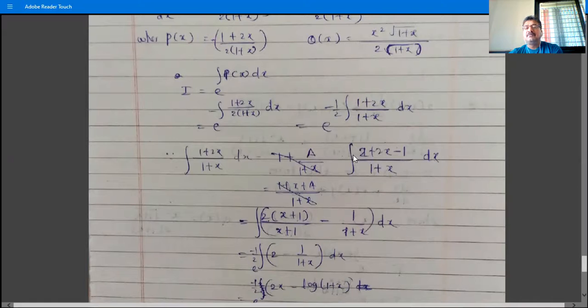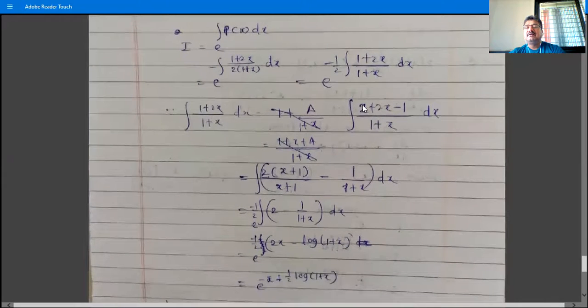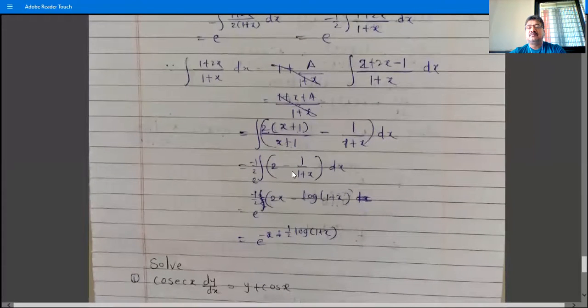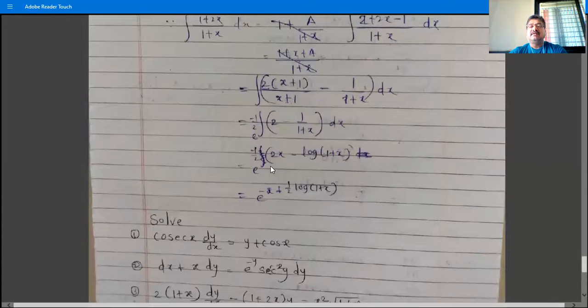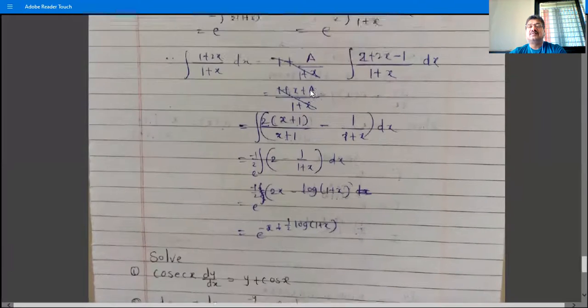Then take 2 common from the first two terms, and we have 2 in bracket (1 plus x) divided by (1 plus x), minus 1 divided by (1 plus x). So split in two parts: (2 plus 2x) divided by (1 plus x) and minus 1 divided by (1 plus x). Dividing by 1 plus x separately, take 2 common, and so we have 2 minus 1 divided by (1 plus x). So this is the factorization of this division in order to find the integration. And now the integration is this, minus 1/2 quantity as it is.